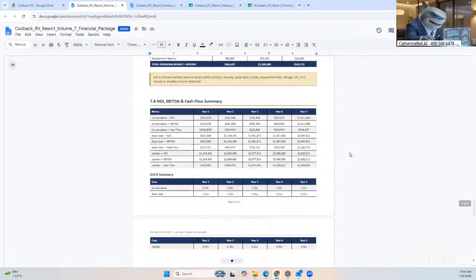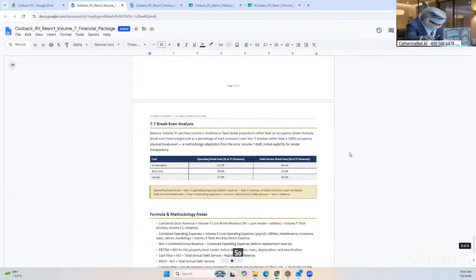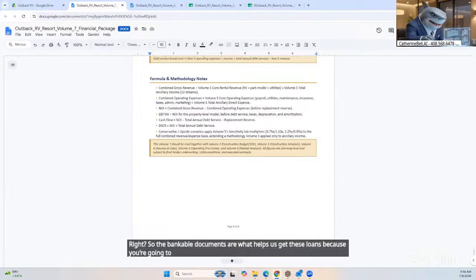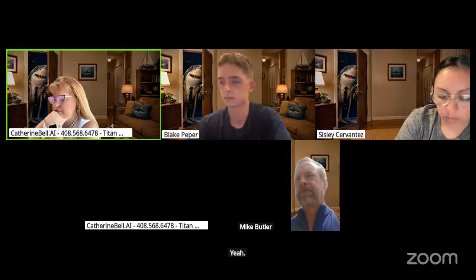And these are what we call bankable documents, right? The bankable documents are what helps us get these loans, because you're going to need all this done like this, Blake, for that property out there. And we go to the bank and say, this is our package. Does that make sense?